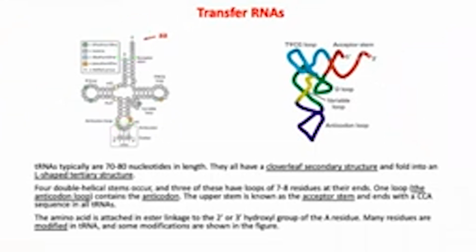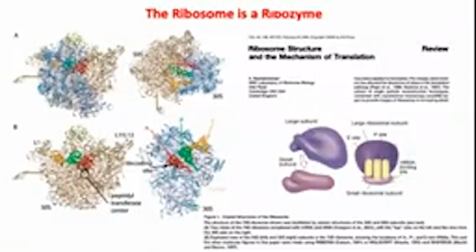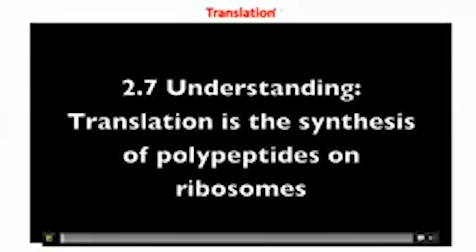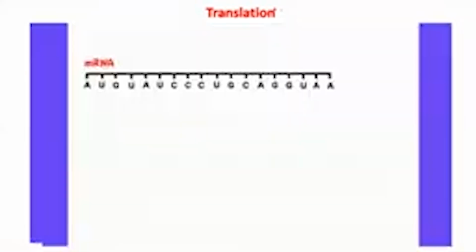So let's go over this whole process again. I will show you the movie again. Translation is the second stage of protein synthesis, where a piece of mRNA is used to create a polypeptide chain.